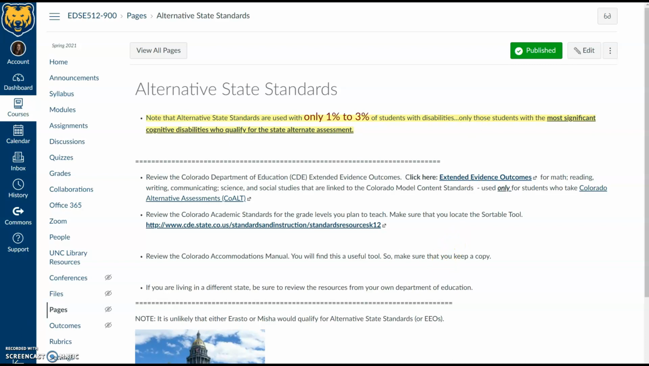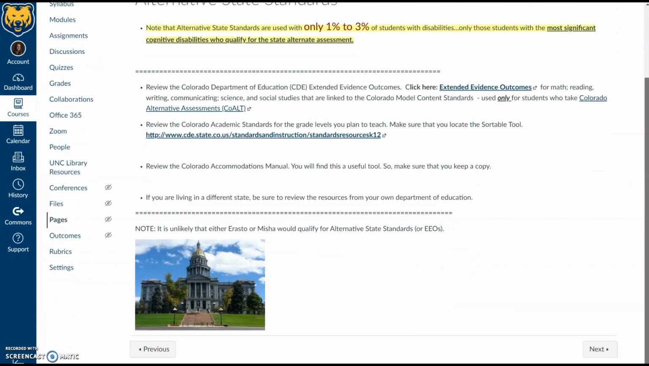And then we've got information on alternate state standards. And these are used with a very small percentage of students, but this would be students with significant support needs who are working with extended evidence outcomes. So this is the idea of modification.